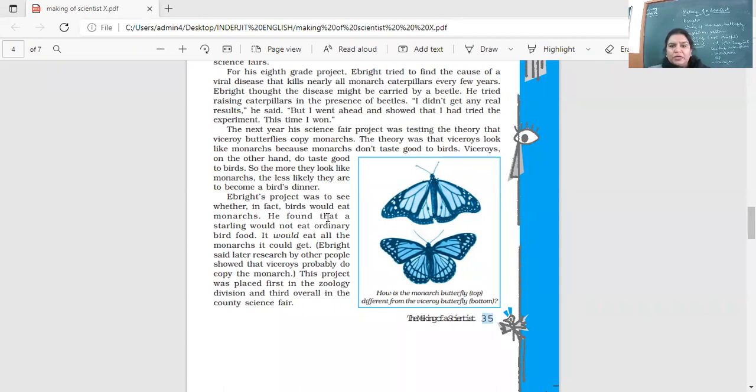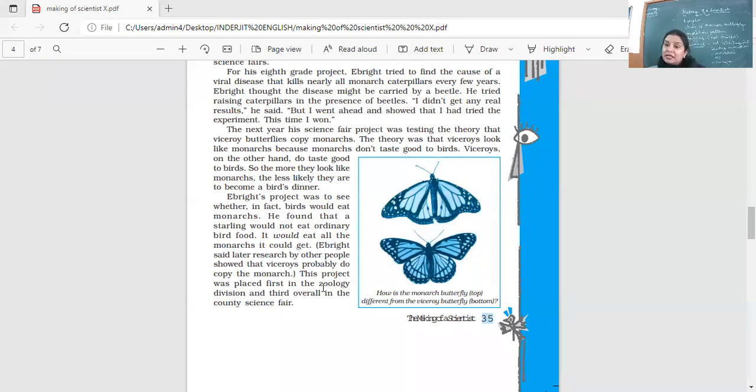So the birds would eat monarchs. A starling would not eat ordinary bird food. A starling is a bird. A starling was different. It would eat all the monarchs it could get. Ebright said later research by other people showed that viceroys probably do copy the monarch. This project was placed first in the zoology division and third overall in the county science fair.